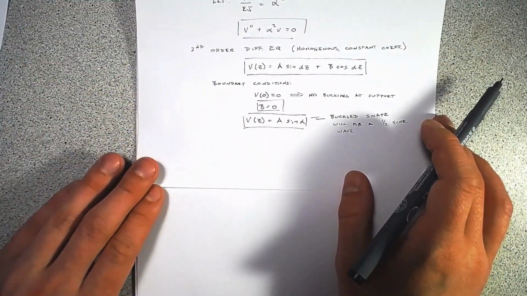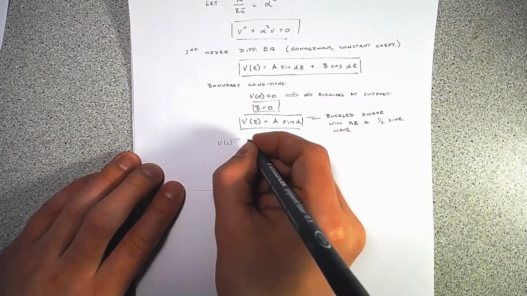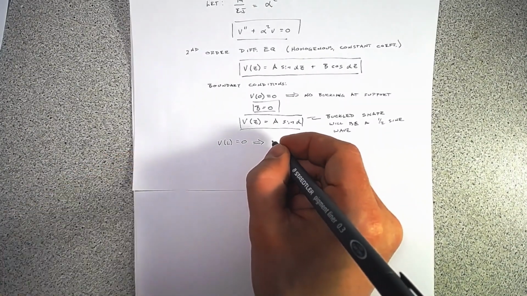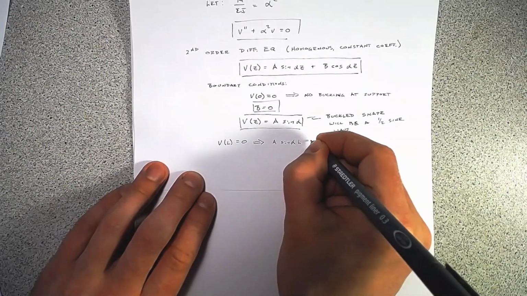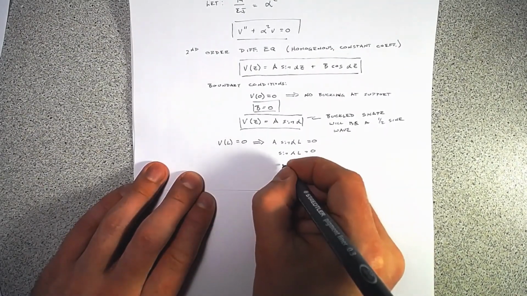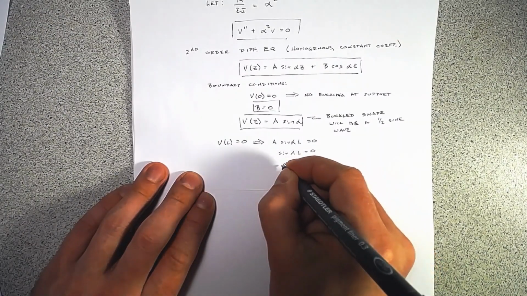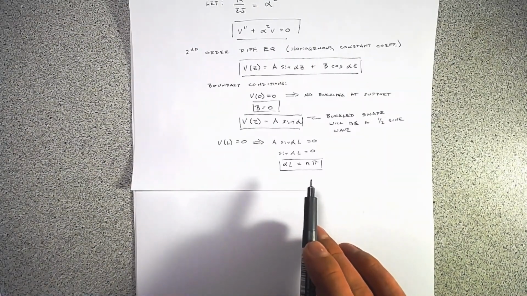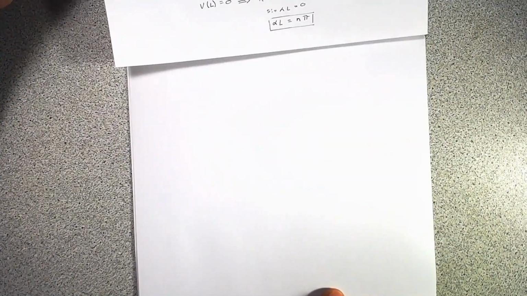So putting that in, we have v of L also equals 0. So that gives us A sine of alpha L equals 0. For that to be true, alpha L equals n times pi. And so what this means is we still have this half sine wave, but a number of half sine waves will be what all of our buckling modes are going to be, what we call buckling modes.